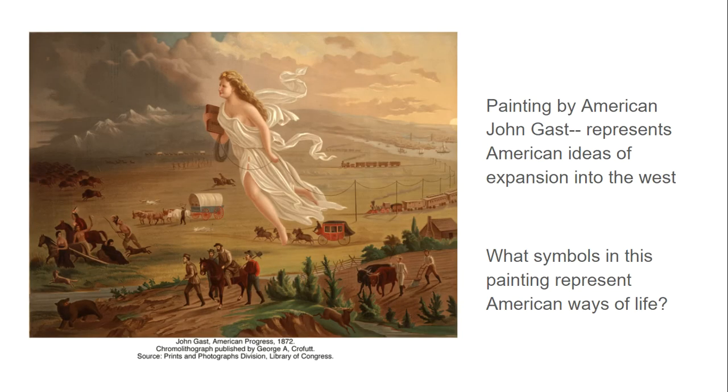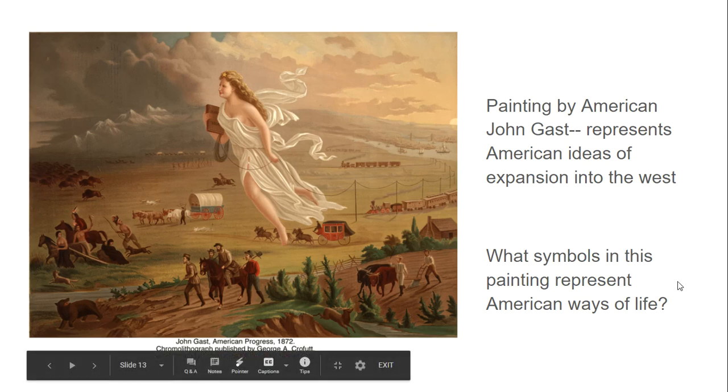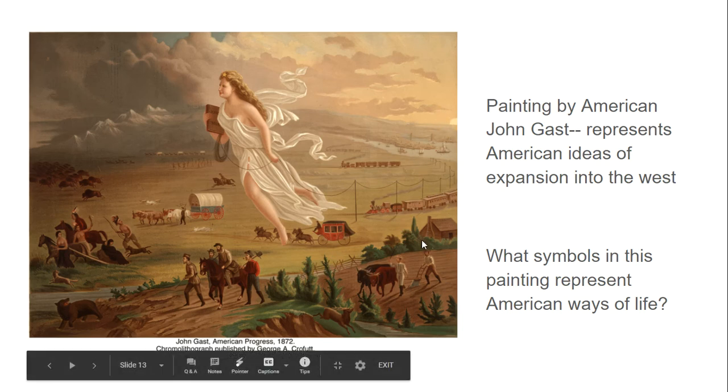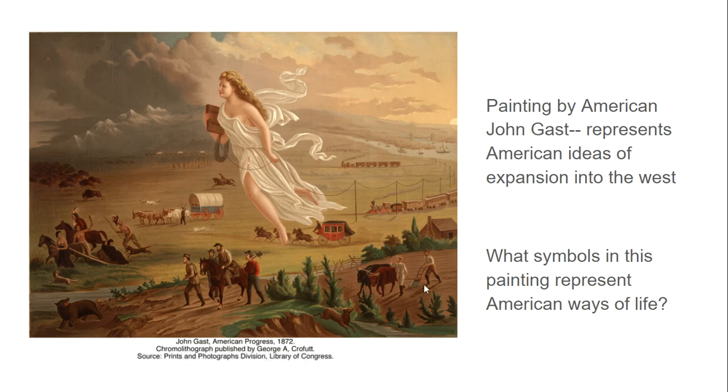Here's a painting by American John Gast, which represents American ideas of expansion into the West. You can see some symbols here. We've got the train, which represents civilization. We've got shipping. We've got the new sunset, which represents a new day. We've got some American farmers who look like they know what they're doing here. We've got this fancy stagecoach, which represents new technology and civilization.